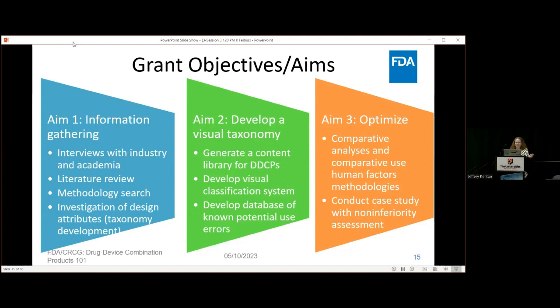And they wanted to develop a database to go along with this that would include any known information about potential use errors. And then aim 3, which has not been started yet, they're far along in aim 2, is to actually conduct comparative analyses using the taxonomy that they develop and validate, and conduct comparative use human factors studies or data collection, or explore different methodologies to then evaluate any identified design differences.